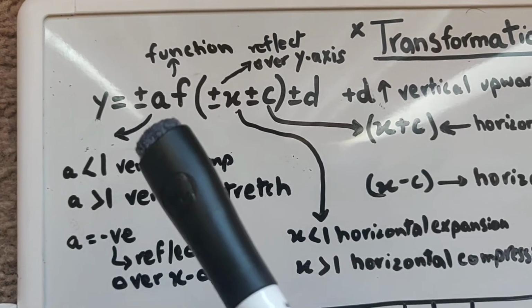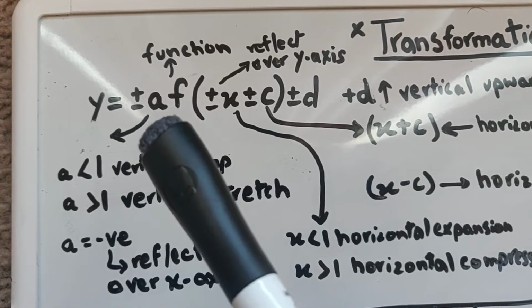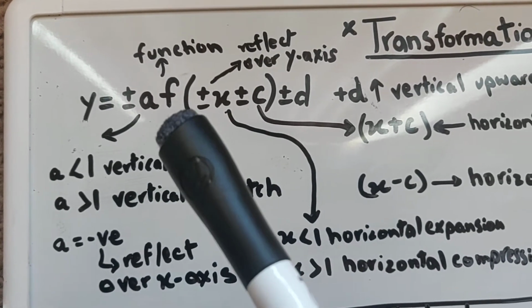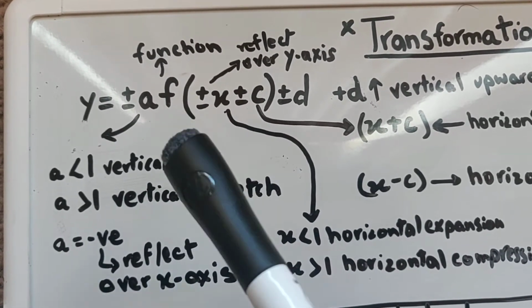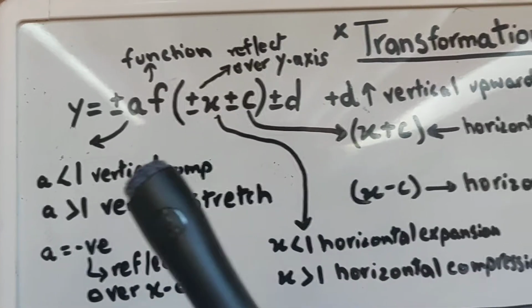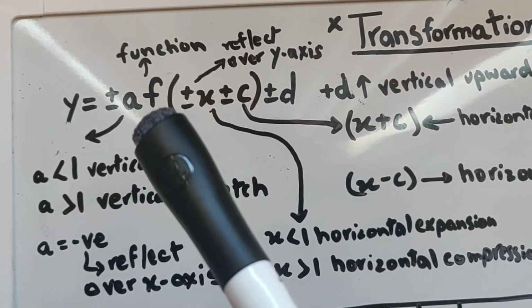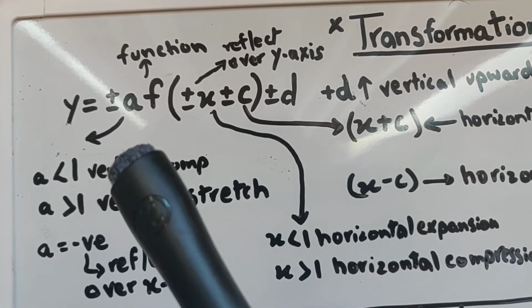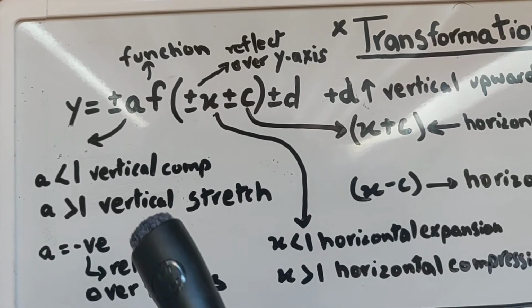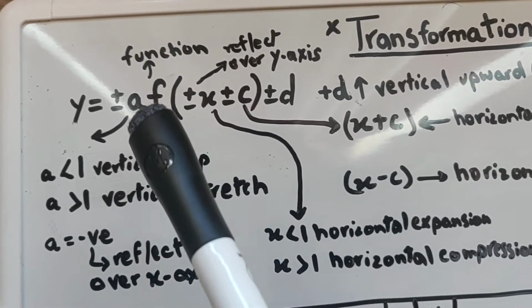For the vertical part, if a is negative, it means a reflection on the x-axis. f is just a function. It can be tan, it can be sine, or whatever. And if the absolute value of a is greater than 1, it is a vertical stretch, and if it is less than 1, it's a vertical compression.